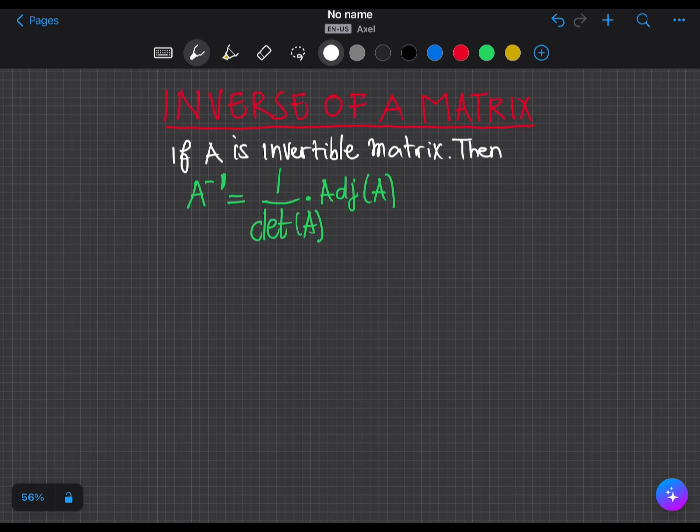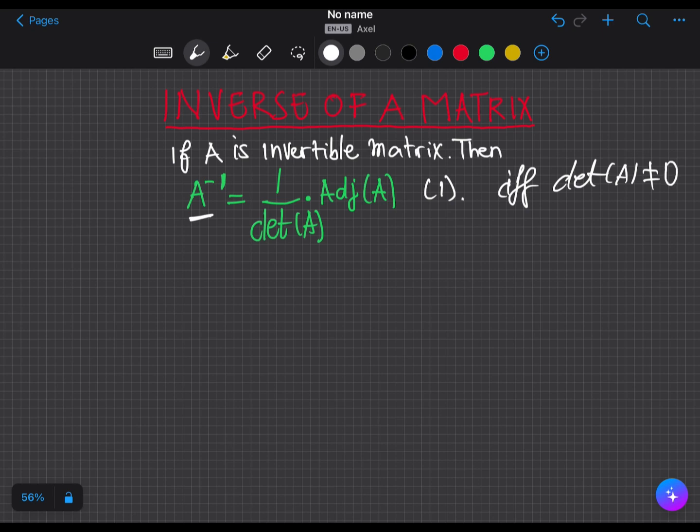In previous videos, we showed you how to find the determinant of a matrix and the adjoint of a matrix. In this video, we have to combine those two properties in order to find the inverse of a matrix. If a matrix A is invertible, then the inverse A minus 1 can be written as follows: 1 over the determinant of A times adjoint of A. Now, this equation 1 exists if and only if the determinant of A is non-zero.